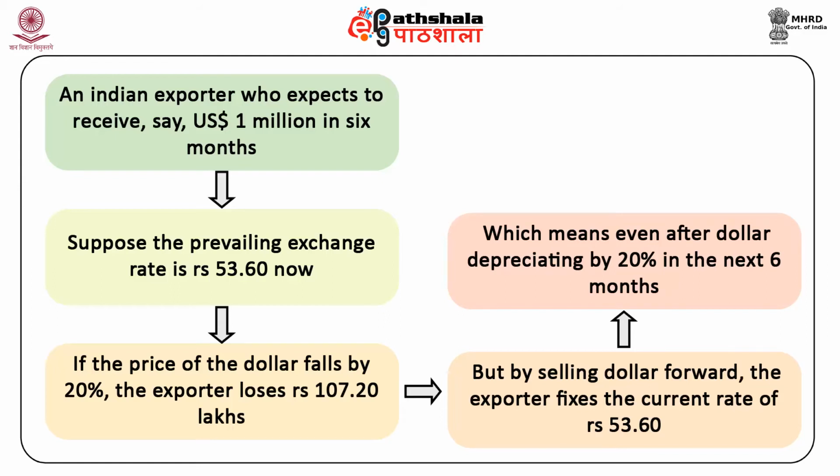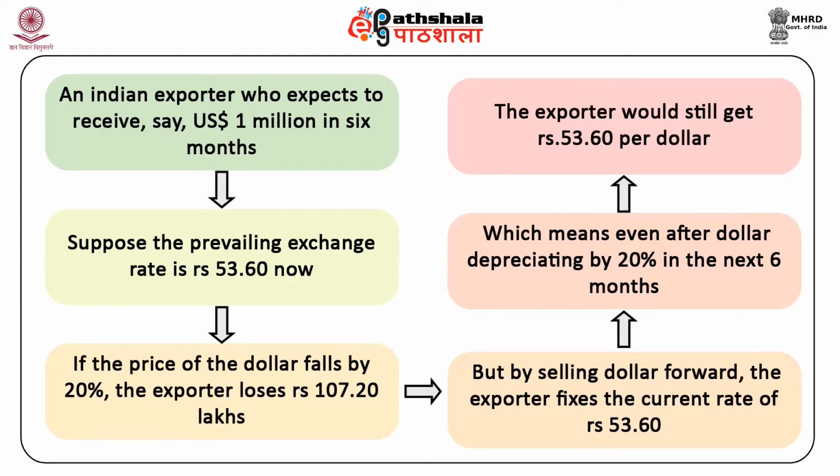But by selling dollar forward, the exporter fixes the current rate of rupees 53.60, which means even after the dollar depreciating by 20% in the next 6 months, the exporter would still get rupees 53.60 per dollar. Thus, the exporter has completely hedged himself to reduce his exposure to exchange rates.